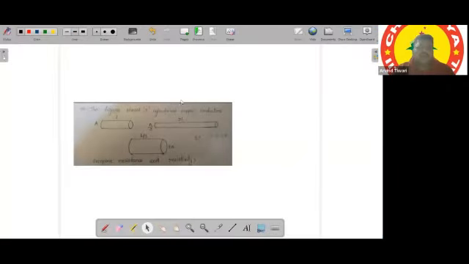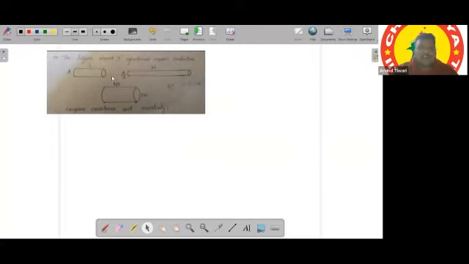So you have this question. The figure shows three cylindrical copper conductors. In the first cylinder, you have the length L, area A. In the second one, you have the length 3L, area A by 3. In the third one, you have the length L by 3 and area 3A. So you need to compare their resistances. What will be the relationship between their resistances?